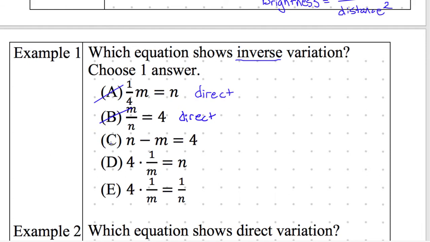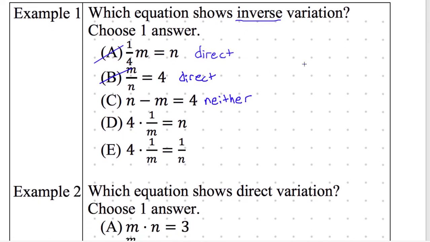Oh, they're all direct. What about C? C is neither. It doesn't have to be either one. Neither is an option. It doesn't have to be direct or inverse. Here's your hint. Whenever you're thinking about the graph, it should generally look like option 1 or option 2. You only have those 2 options. If I have something that looks like this, that's neither.